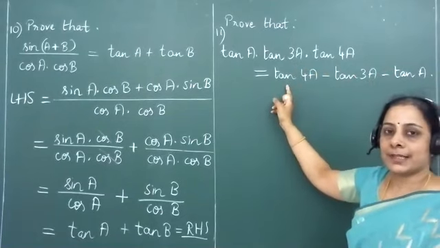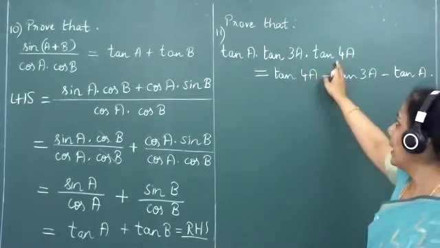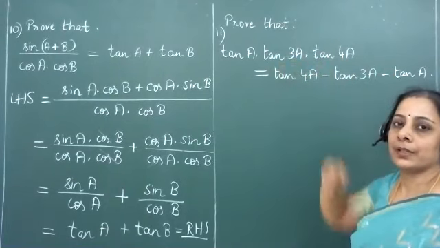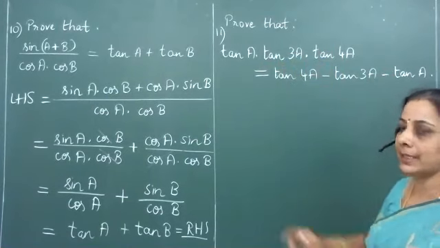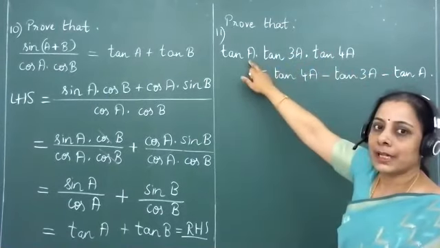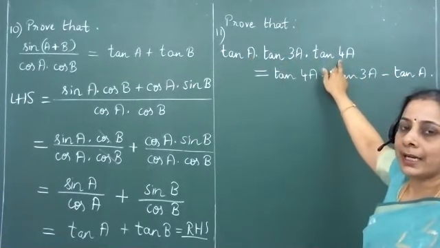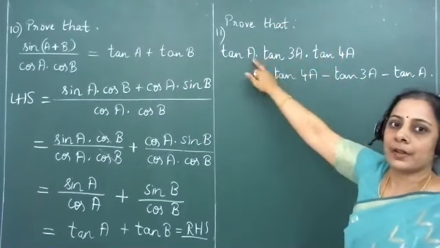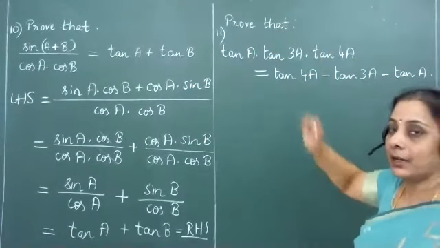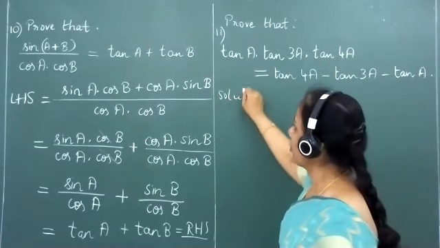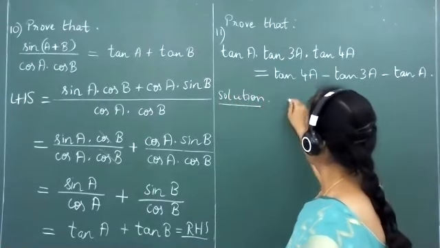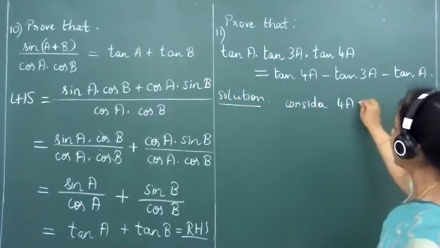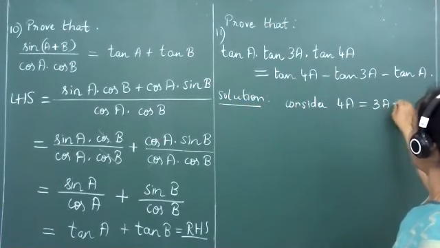For these kind of questions, we will have to write down the greatest angle in terms of the two smaller angles. Greatest angle of the 3 here, A, 3A and 4A comes as 4A. Now 4A will have to be rewritten in terms of A and 3A. And how is that possible? So solution to the above question, we consider the angle 4A, which is split as 3A plus A.